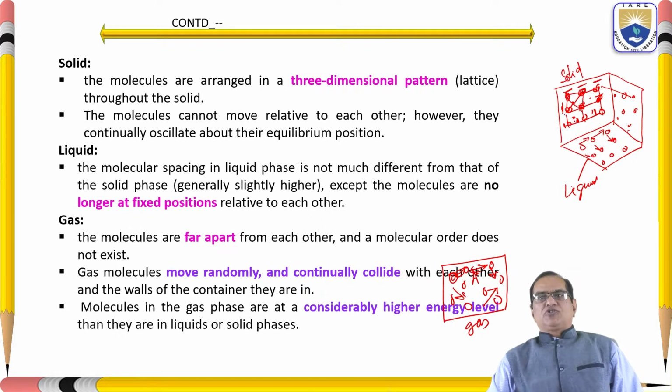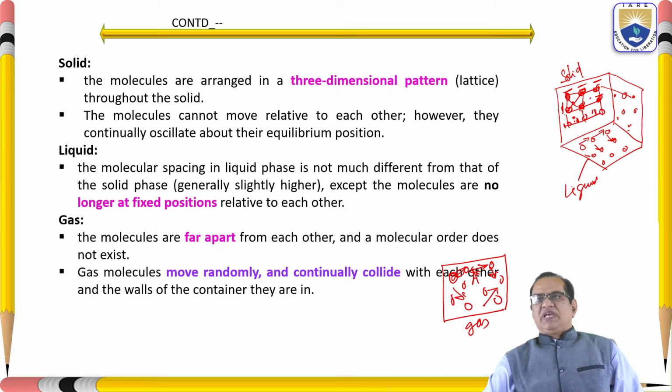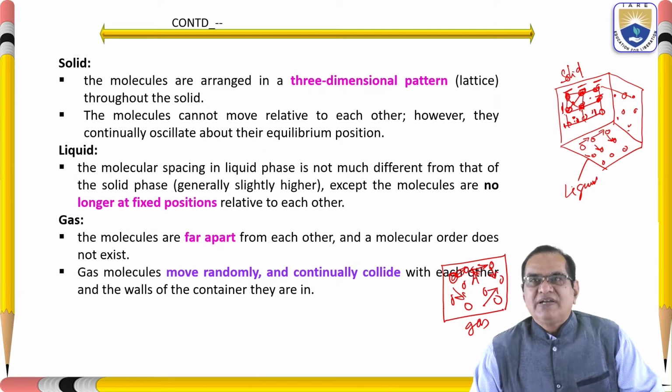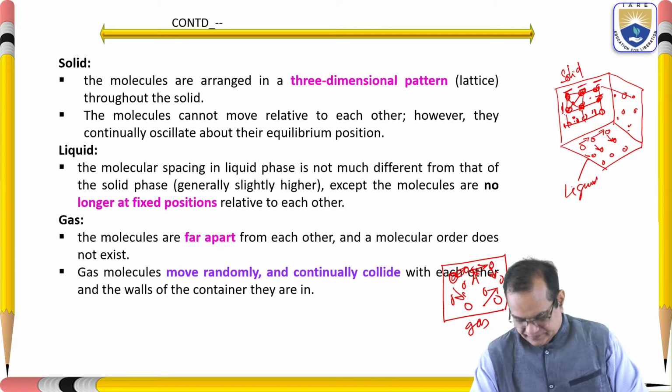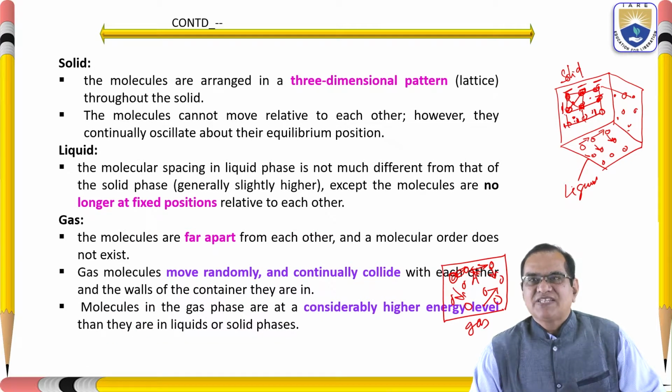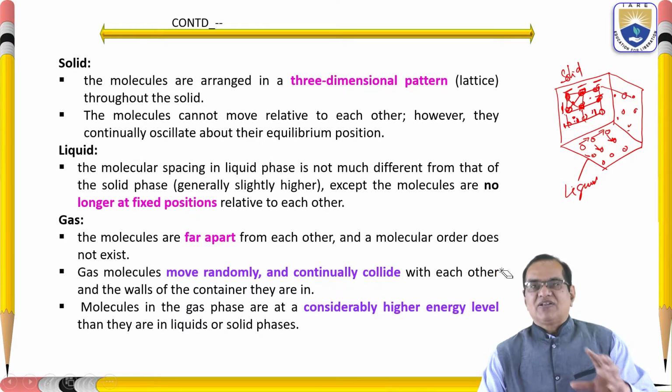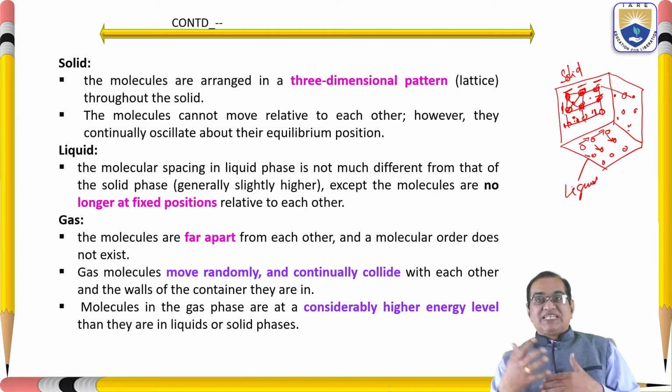So gas molecules move randomly and continually, colliding with each other and the walls of the container they are in. Molecules in the gas phase are at a considerably higher energy level than they are in the liquid or the solid. So you can see that the energy level, or the heat, or the temperature of this is increased. Molecules in the gas phase are at a considerably higher energy level than in the liquid or solid phase.